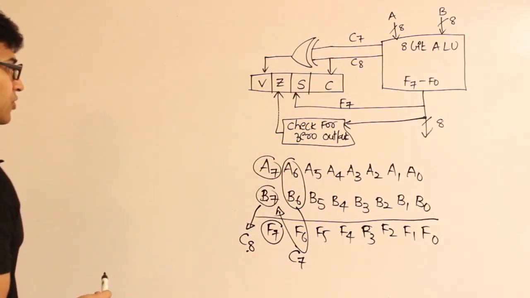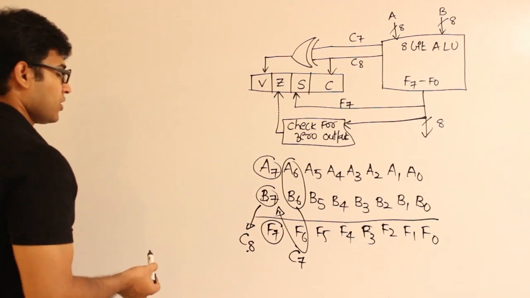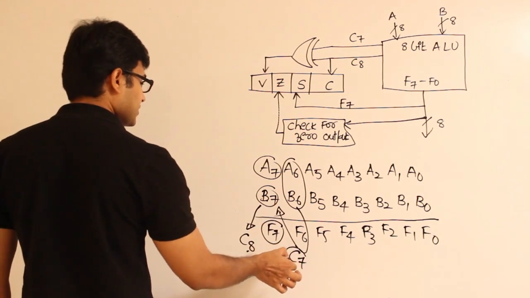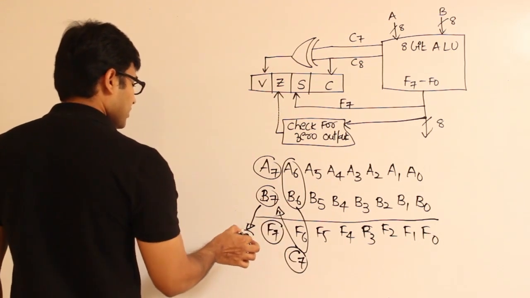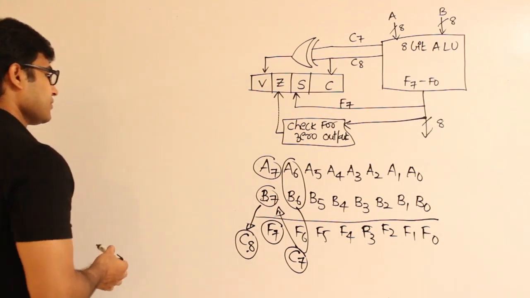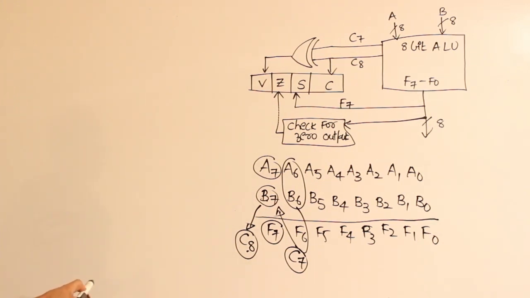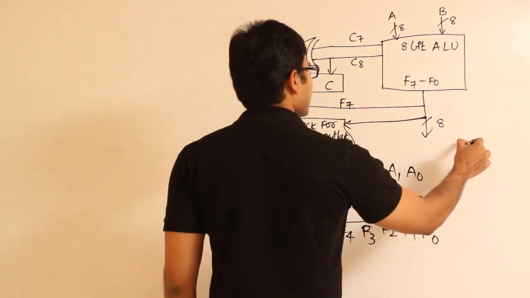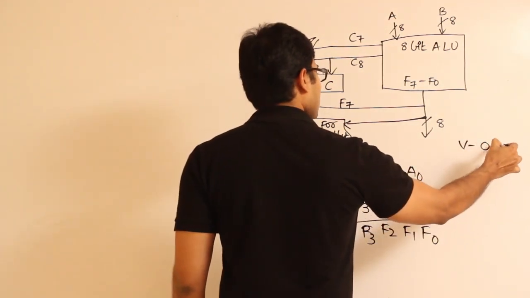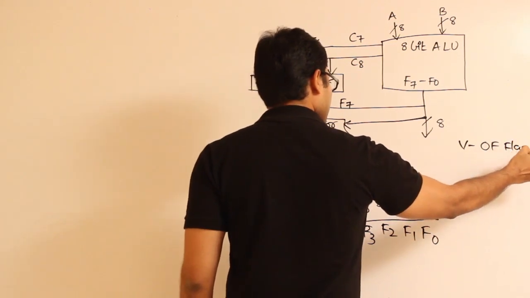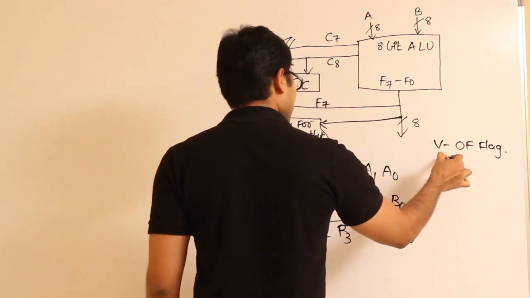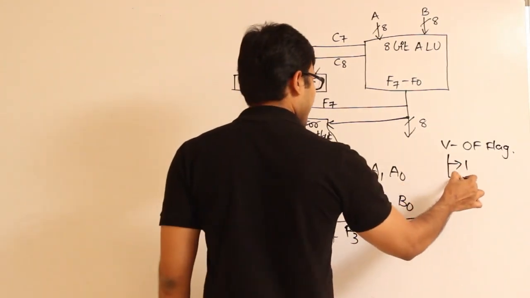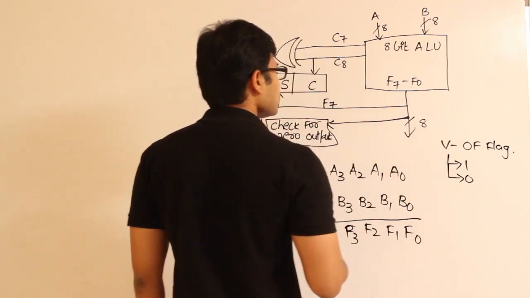This is especially when we are talking about addition. So if we are talking about addition, the carry that goes into this, let's represent it as C7, and the carry that comes out, let's represent it as C8. Okay, and now we can define 4 flags. The first flag, V, is called the overflow flag. This flag will be set to 1 whenever there is an overflow, and set to 0 if there is no overflow.